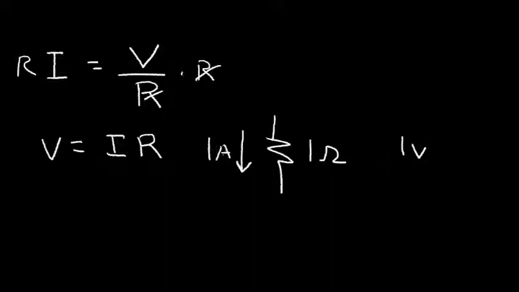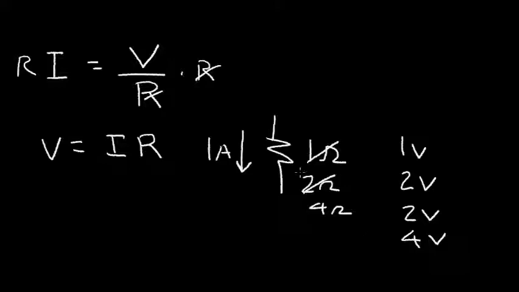If we have 2 amps, we have 2 volts across the resistor. If we increase the resistor from, say, 1 ohm to 2 ohms and 1 amp, we have 2 volts. If we have 4 ohms times 1 amp, we have 4 volts. So just picture in your mind what's happening and get a feel for what's going on. Get a feel for this equation. Don't try to memorize it.